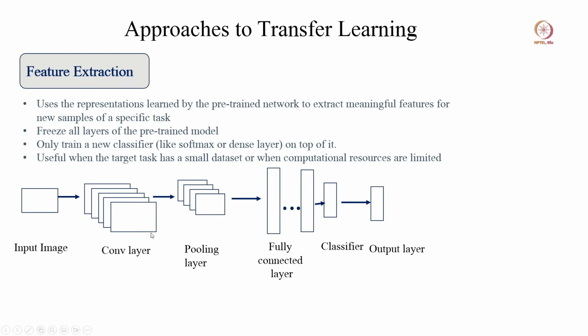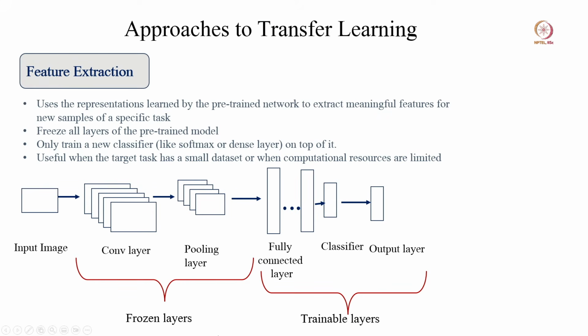And this is just an image to show you. In this case, this is the input image, a generalized image. So, convolution, pooling layers, etc., they are the frozen layers, and you train with your new data set the fully connected layers, the classifiers and the output layer. So, this is feature extraction. These are your trainable layers in feature extraction.